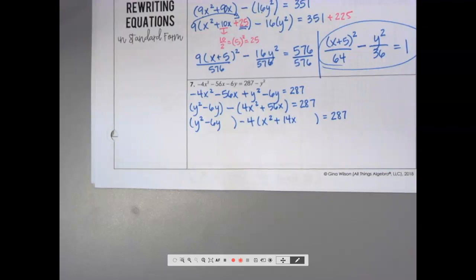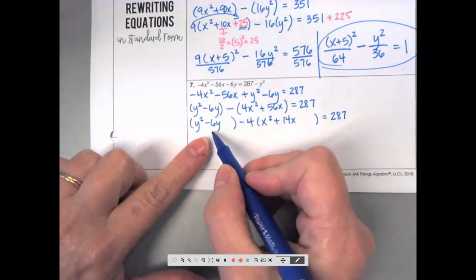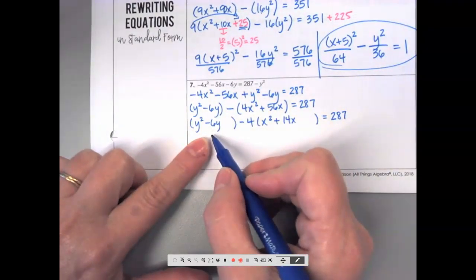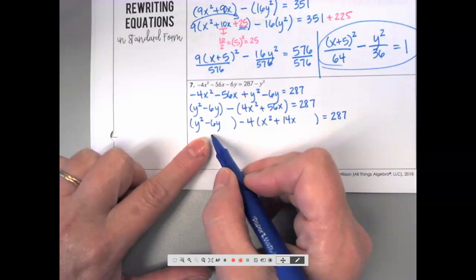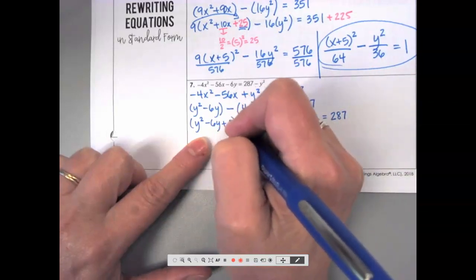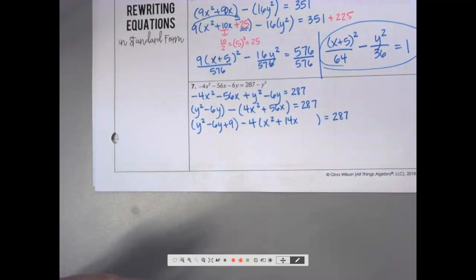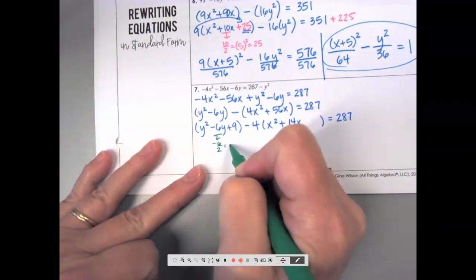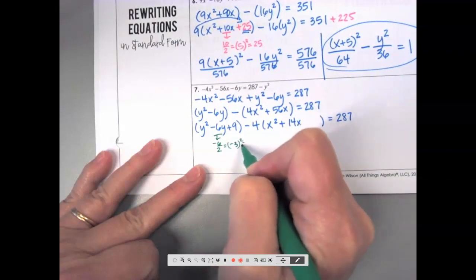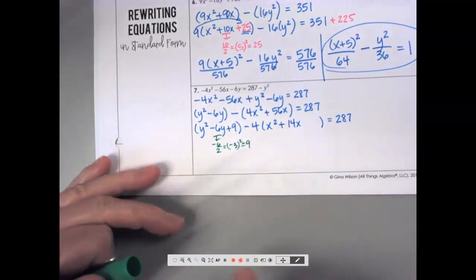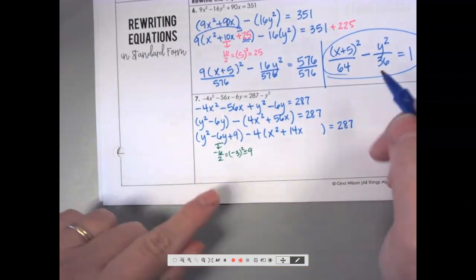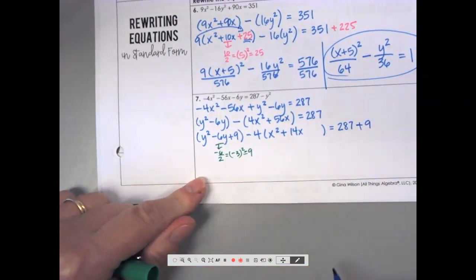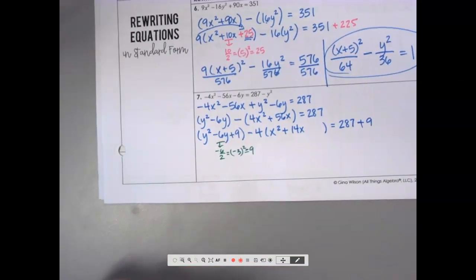Everybody okay? All right, we're going to take half of negative 6, which is negative 3. We're going to square it and get 9. Write it out if you need to. I'll fill it in. Negative 6 divided by 2 is negative 3. Squared is 9. But I did, oh yes, I did add 9. My bad. Plus 9 on the right. Next one, we'll have to do some adjusting.